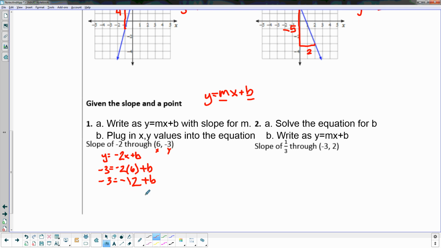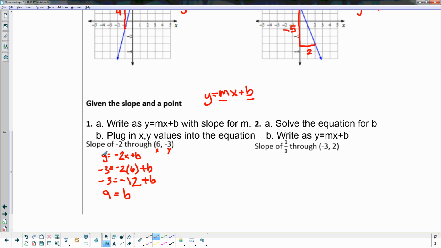And then I can add 12 to both sides. When I do that over here, I get 9. On this side, my 12's cancel, so I get b. And so I've solved it for b. So my y-intercept, or b, in this problem is 9.